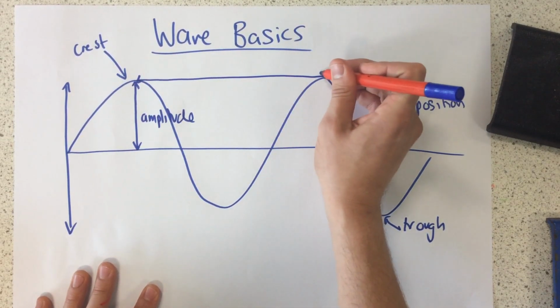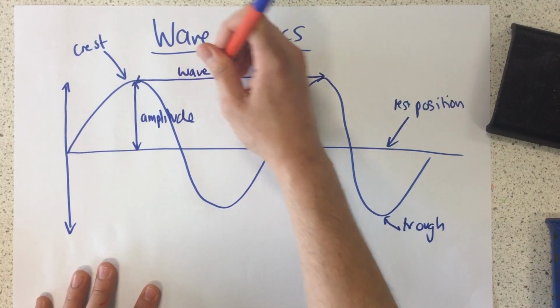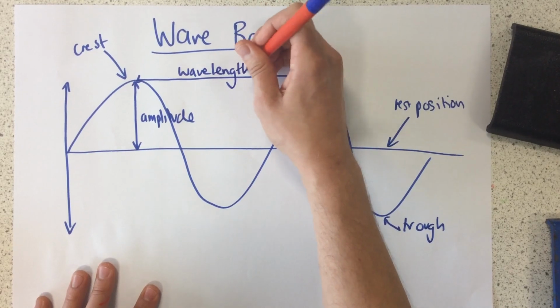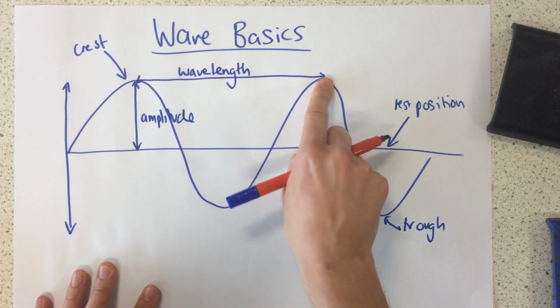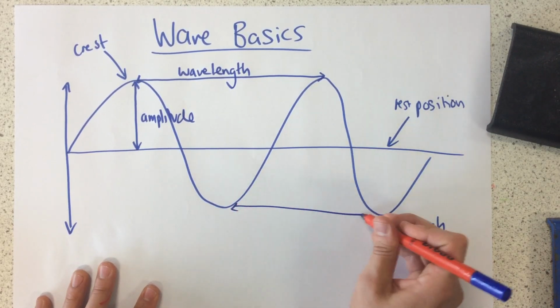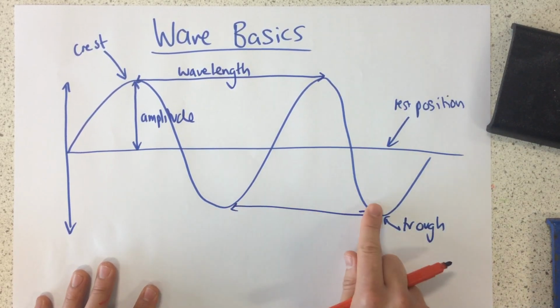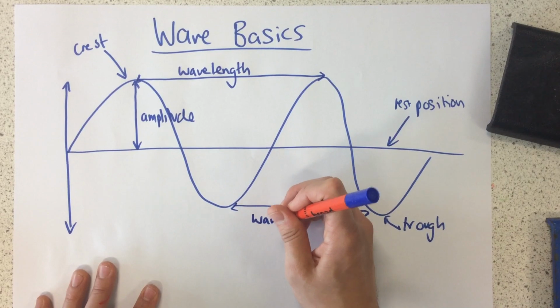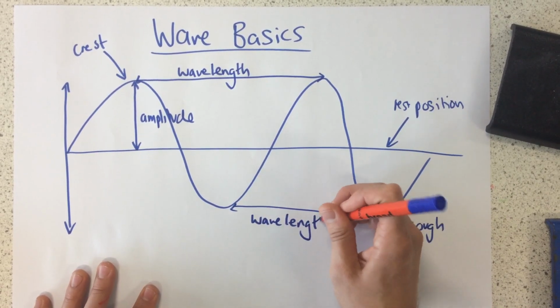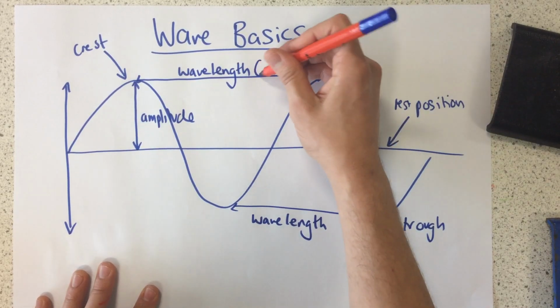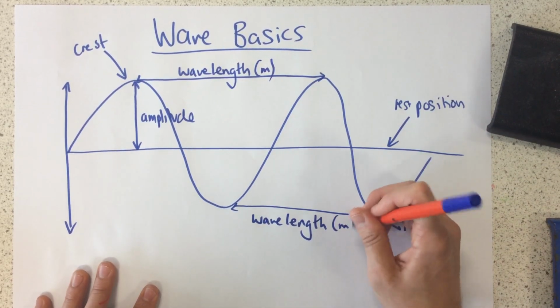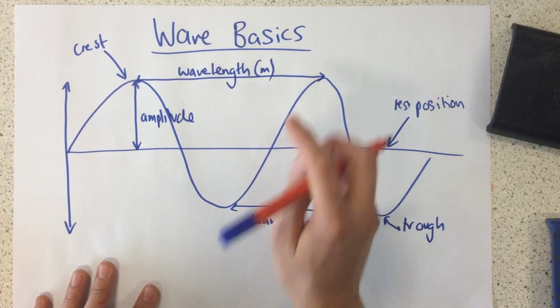A really key one that we need to know is the wavelength. So the wavelength is the distance either from one crest to another crest or from one trough to another trough. Both of these show the wavelength. Just nicely put, it's the length of the wave. So it's measured in meters because length is measured in meters.